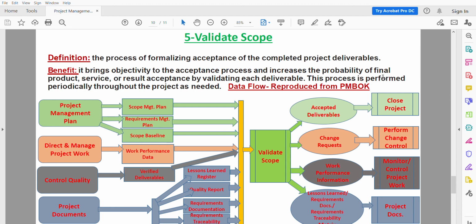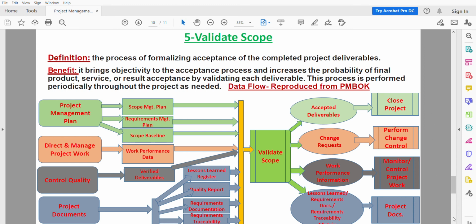And the repair or defect repair doesn't mean that you need to pay the contractor. If it's his fault, he has to pay for it, but it has to be documented. And the project documents to be updated are the lessons learned register, requirements documentation, and requirements traceability matrix.